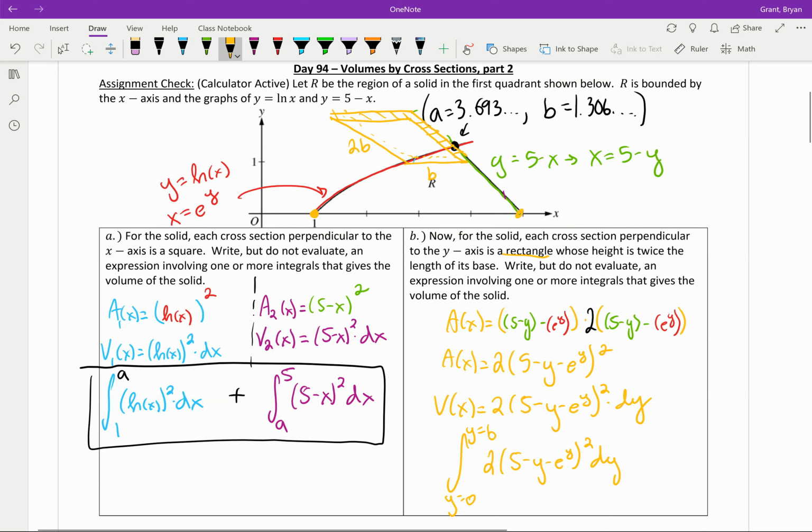Some people have emailed saying, do I have to show all this work? No. On this problem, they're just asking for the setup, and you can just show this. However, you do need to show what the intersection is somehow. You can show you set them equal to each other and then found it. You can just draw an arrow to point, anything like that, but make sure you show what the intersection is. And that's your assignment check.